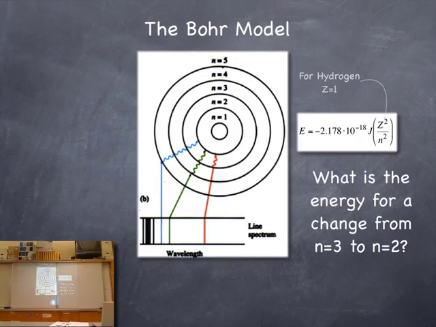You should have something like negative 3.0 times 10 to the negative 19th joules. This negative sign means that the electron lost energy. That's all it tells us.